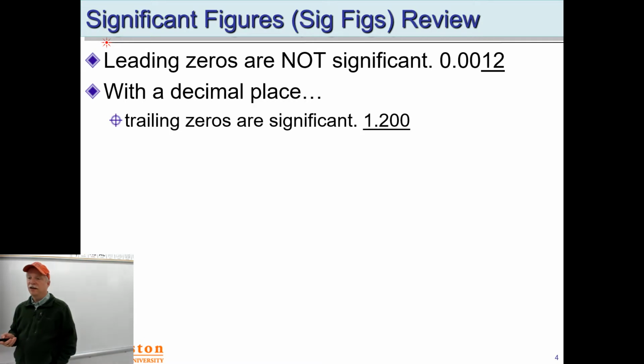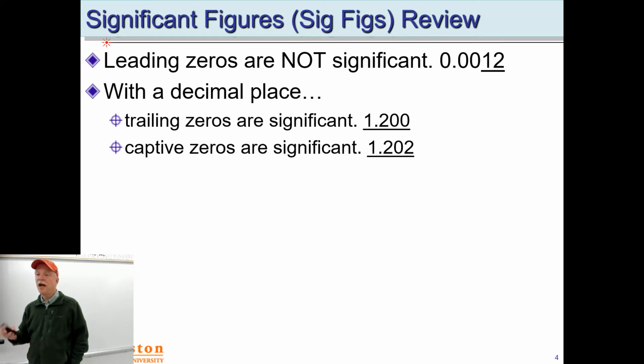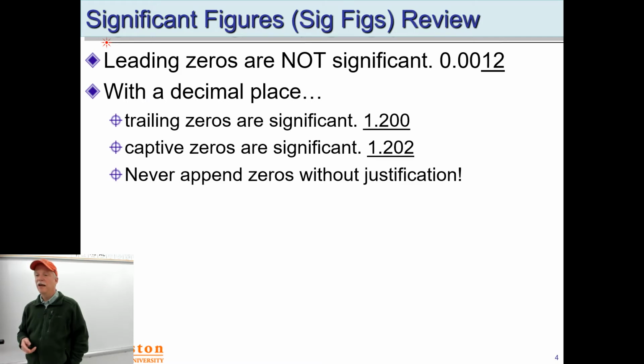If you have a decimal place, then trailing zeros are significant. So 1.200, you're saying something about the precision by including those last two zeros, and you've shown them because you've given that decimal place. Captive zeros are significant. So if the zero is between two non-zero numbers, then it's significant. And then you never append zeros without justification.